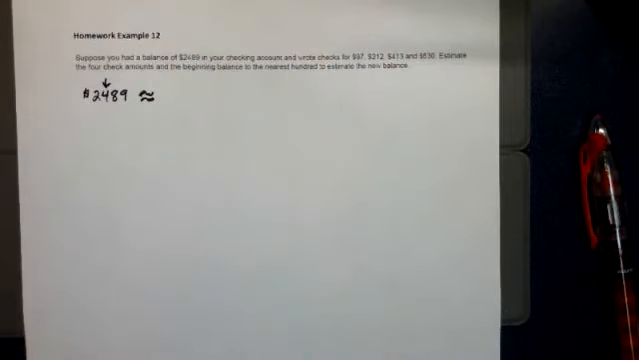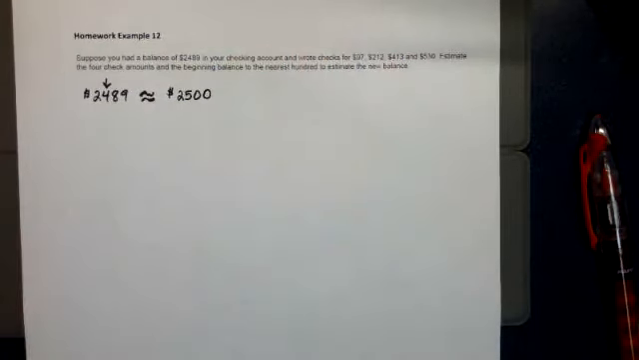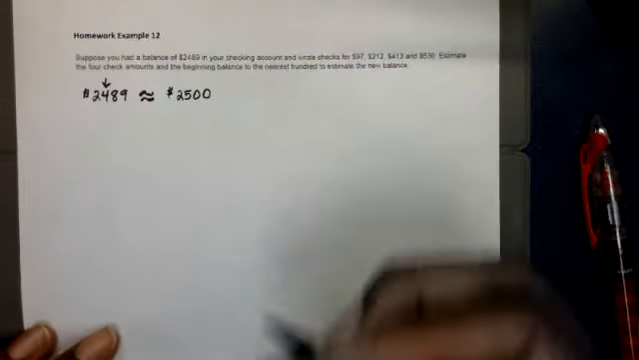like starting with the $2,489. That's the beginning balance. Let's look at the digit in the hundreds place. That will be the 4. To the right of that is 8. 8 is bigger than 5, so we increase that 4 to a 5. So it'll be 25, and then change the other digits behind the number that we're rounding off to zeros. So $2,489 will round up to $2,500.